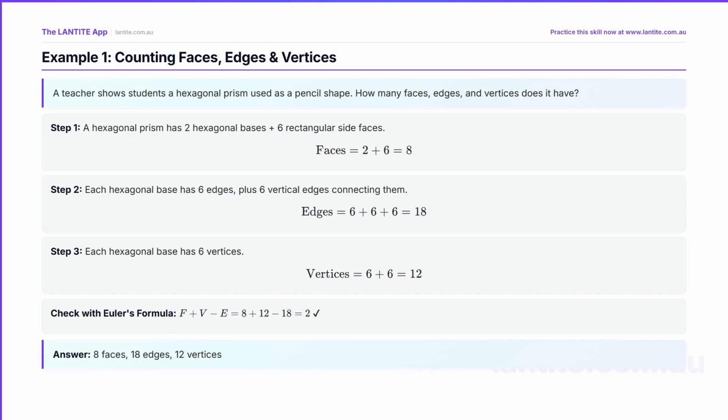Let's work through an example. The teacher shows students a hexagonal prism, which is the shape of a typical pencil. A hexagonal prism has two hexagonal bases plus 6 rectangular side faces, giving 8 faces in total. Each hexagonal base has 6 edges, and there are 6 vertical edges connecting the two bases, giving 18 edges altogether. Each base has 6 vertices, so there are 12 vertices in total. We can check our answer using Euler's formula. 8 plus 12 minus 18 equals 2. It checks out.